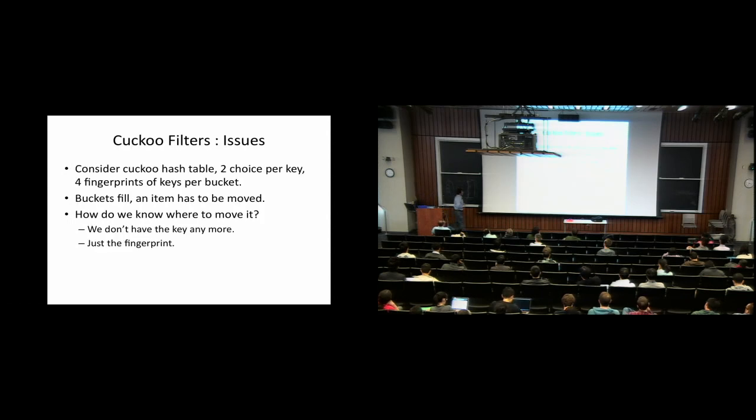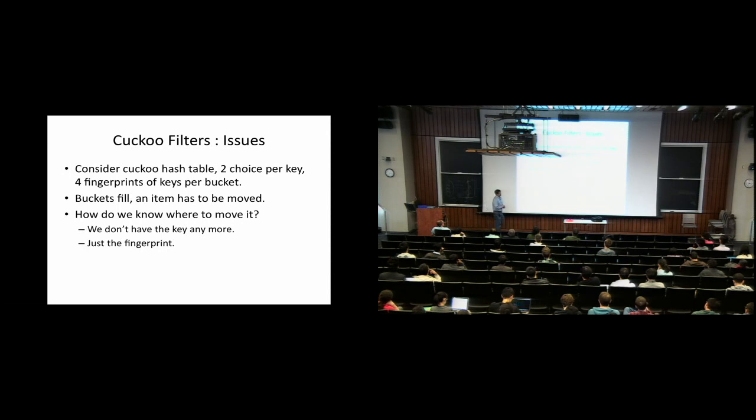Now, an issue is that for the Cuckoo filter, so let's consider the case where I have 2 choices per key, 4 fingerprints in each bucket. And if I'm using a Cuckoo hash table and I'm inserting items into it, maybe at some point the buckets are full and I have to move things around. So how do I move things around?